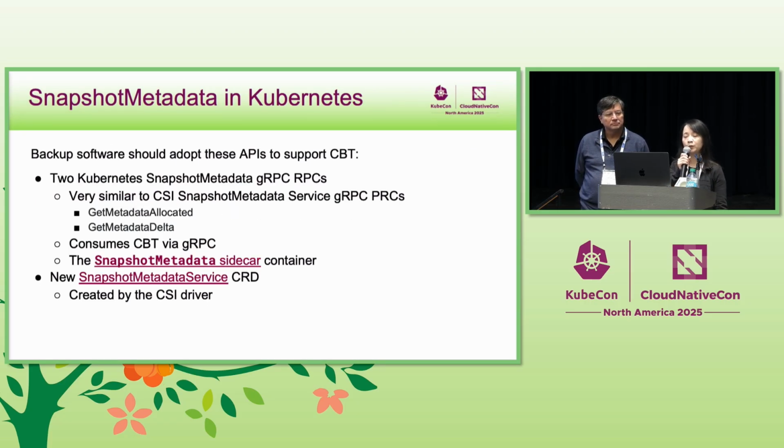We also added 2 Kubernetes snapshot metadata gRPC RPCs. And a backup application can call this gRPC RPC to retrieve snapshot metadata. We have a snapshot metadata sidecar that implemented those new gRPC RPCs. We do have a new CRD, a snapshot metadata service, that contains information on how to connect to the gRPC service. A CSI driver creates a CR, and a backup application retrieves that CR and uses that information to communicate with the gRPC service.